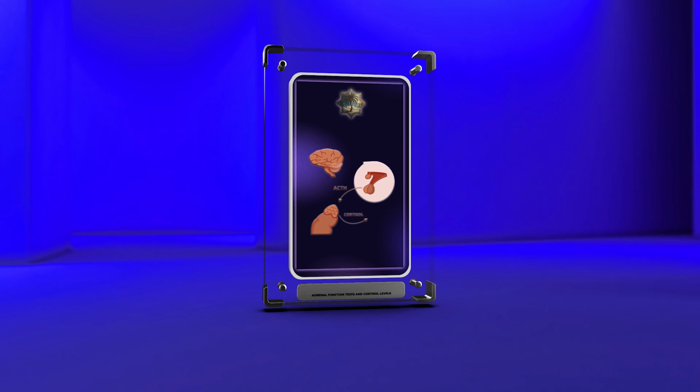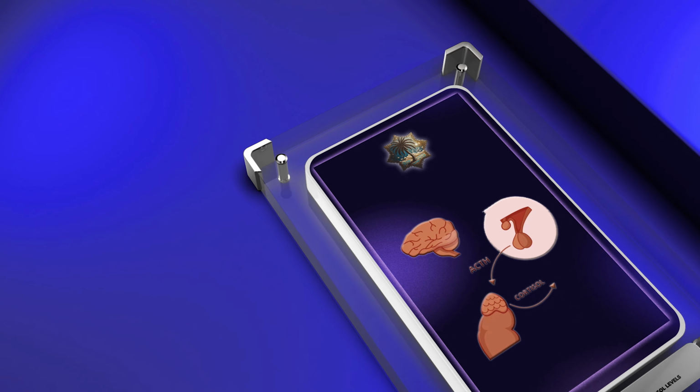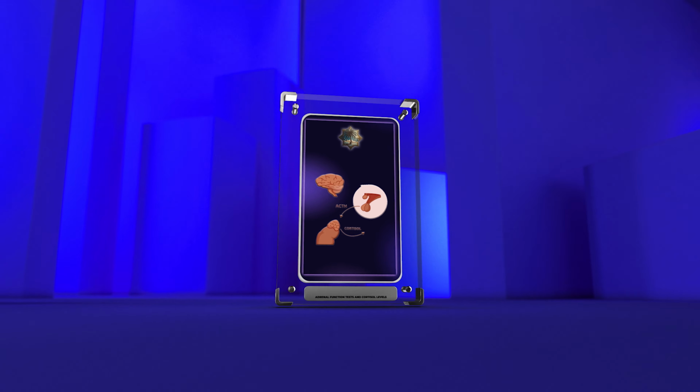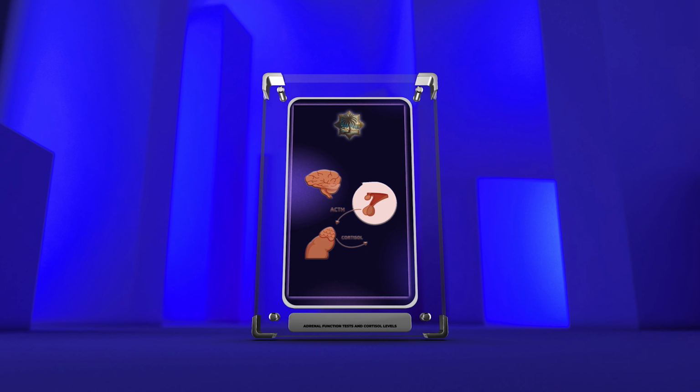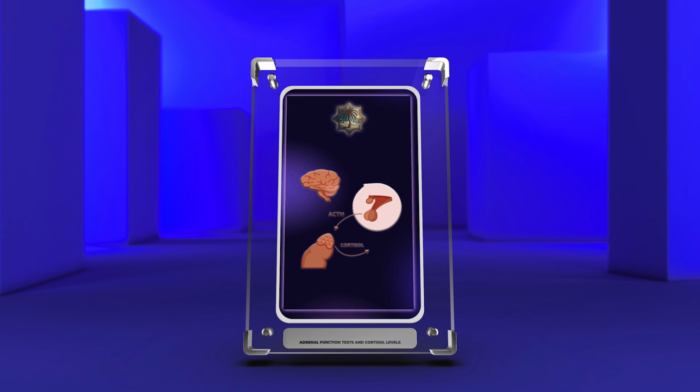Welcome to today's lecture on the fascinating world of endocrinology. As medical students, it is crucial to develop a comprehensive understanding of the intricate hormonal system that regulates numerous physiological processes in the human body.